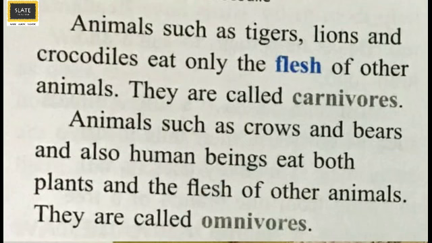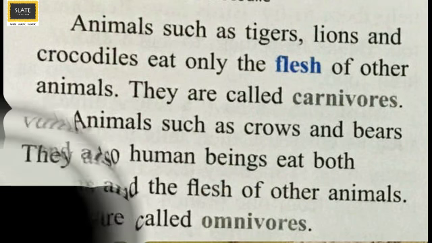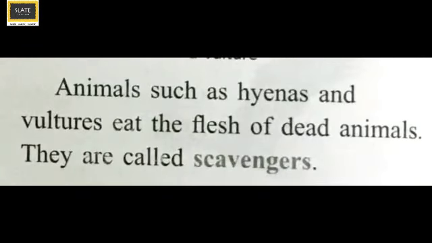Animals such as tigers, lions, and crocodiles eat only the flesh of other animals. They are called carnivores. Animals such as crows and bears and also human beings eat both plants and the flesh of other animals. They are called omnivores. Animals such as hyenas and vultures eat the flesh of dead animals. They are called scavengers.